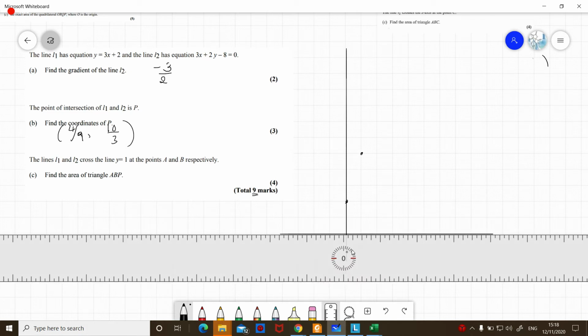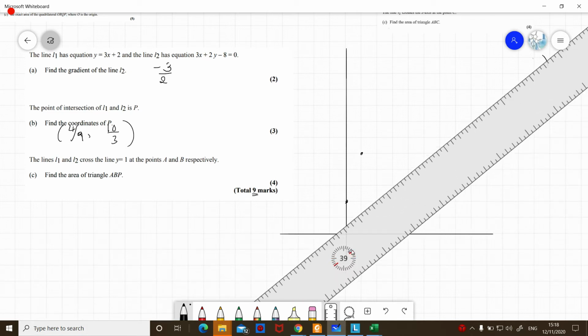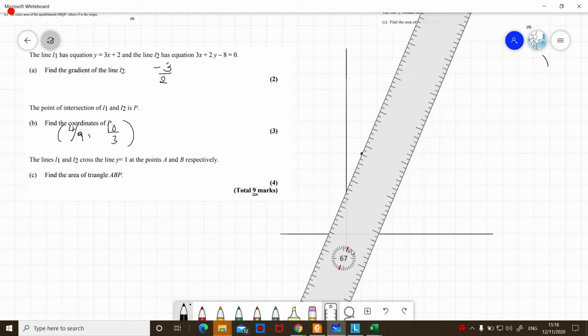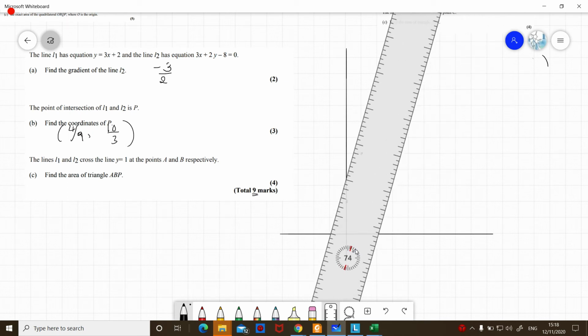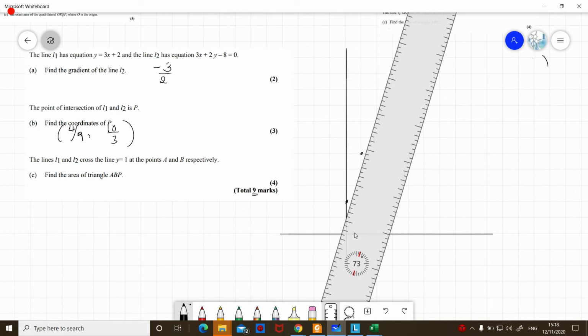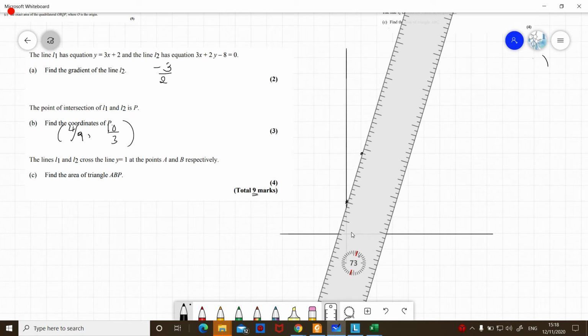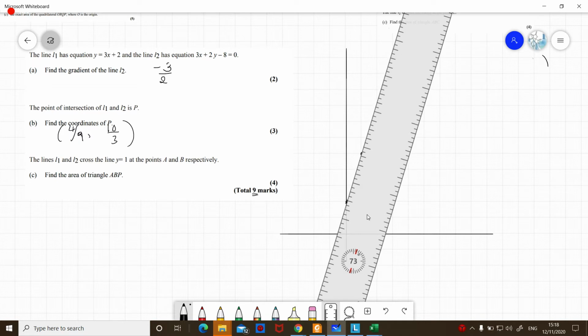So get my ruler, line that up. It's a quick sketch, being able to identify your y-intercept quickly, your x-intercept. You don't need the x-intercept, choose 1 point, and then line them up and draw your line.